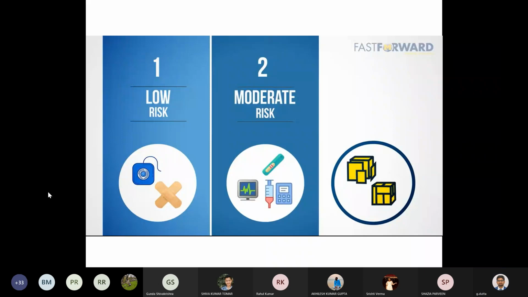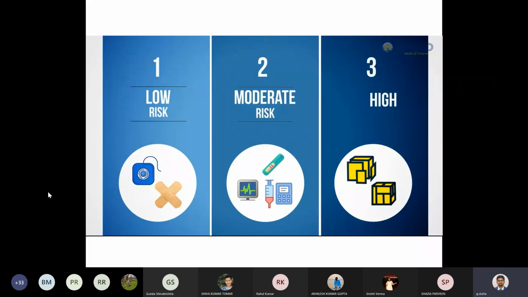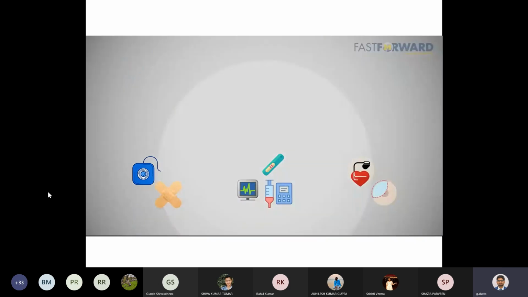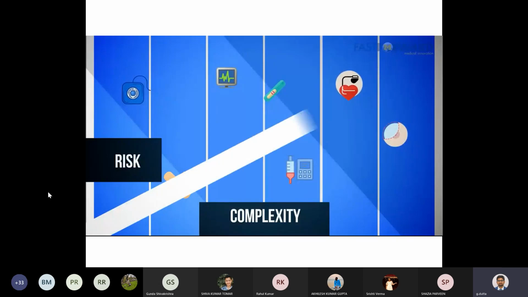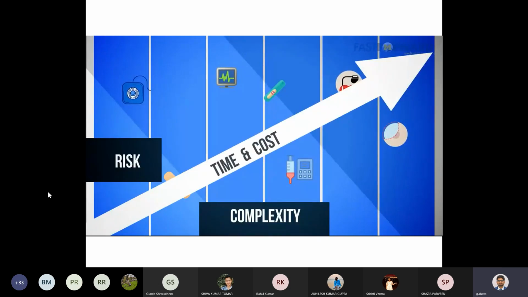Class 3 devices pose the most risk to patients, are generally life-sustaining or implantable, and are subject to the most rigor by the FDA, requiring clinical trials for approval. Think implantable pacemakers and breast implants. As you move from Class 1 to Class 3, the time and cost from initial development to market increases because the amount of evidence required to demonstrate safety and efficacy increases.